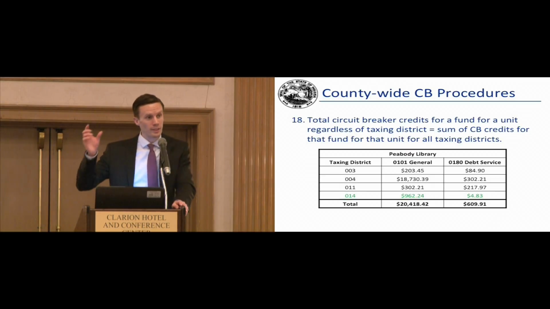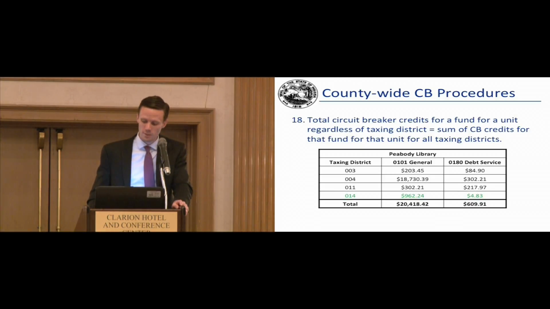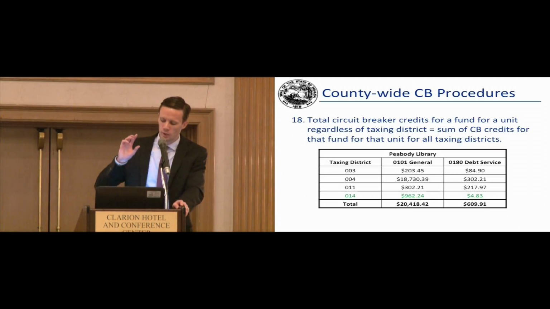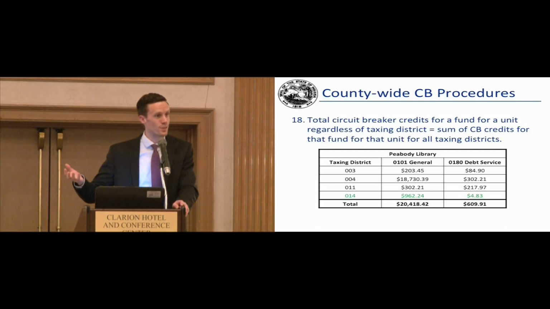Finally, to pull it all together, in terms of thinking about the individual funds, we're going to add together the over 65 circuit breaker and the bucket circuit breaker, and we arrive at the same $962.24 and $4.83 that we had within the PowerPoint presentation. So you would run through the same calculation for all 4 taxing districts for Peabody Library if you wanted to identify what the total impact was going to be.